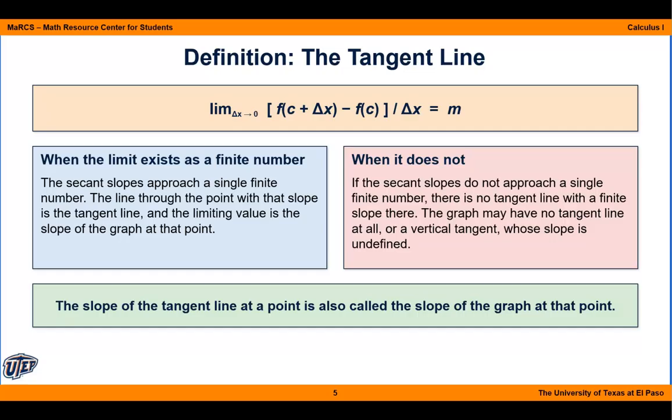We do not set delta x equal to 0 in the difference quotient. That would place 0 in the denominator. Instead, we use non-zero values that become smaller and smaller. If the secant slopes do not approach one finite number, then the graph has no tangent line with a finite slope at that point. It may have no tangent line there, or it may have a vertical tangent whose slope is undefined.